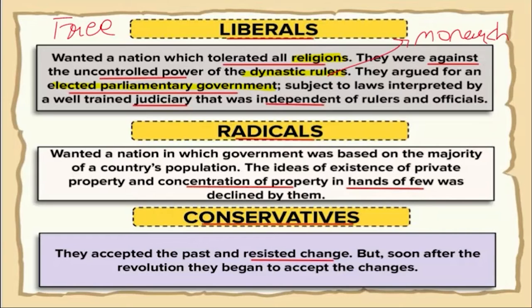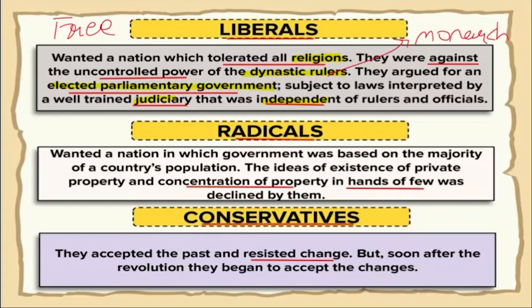We want a government to rule us, subject to laws interpreted by a well-trained judiciary that was independent of the rulers and officials. So they wanted a properly trained and independent judiciary, not dependent on the officials, rulers or kings. So that was the idea of liberals.